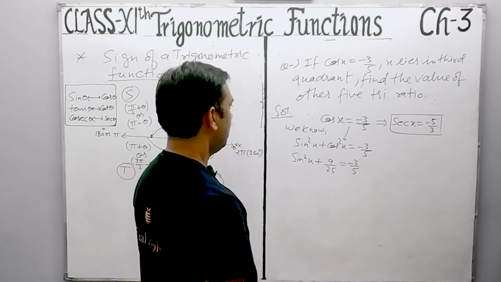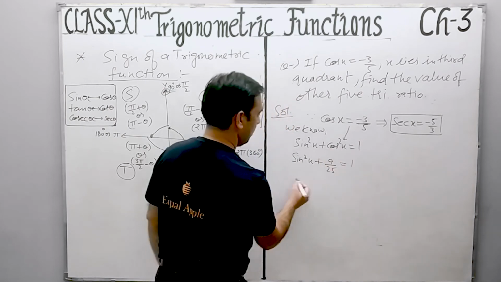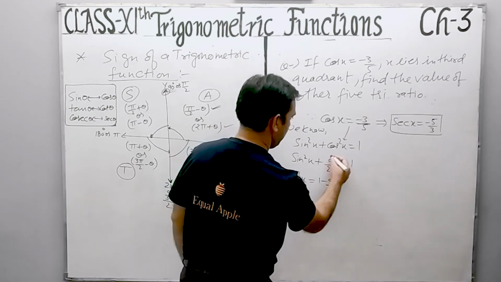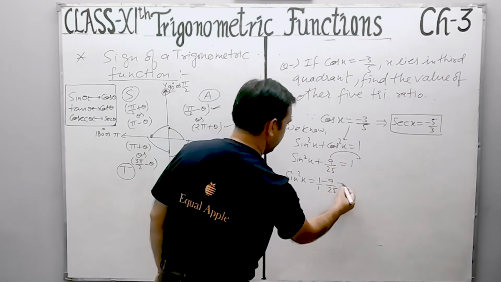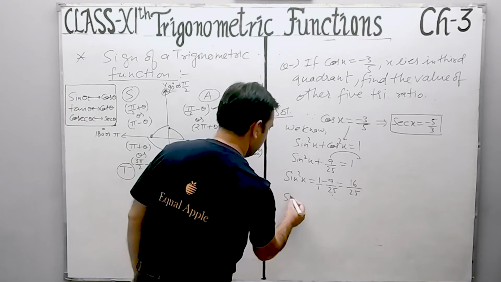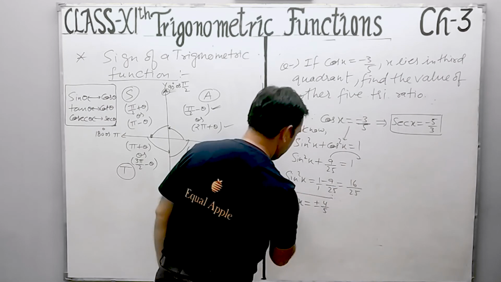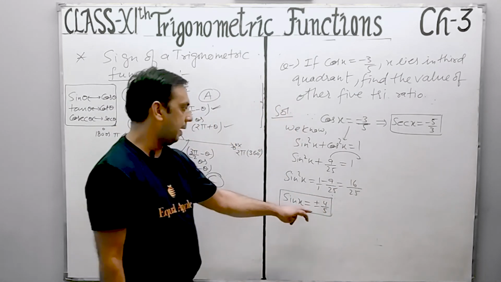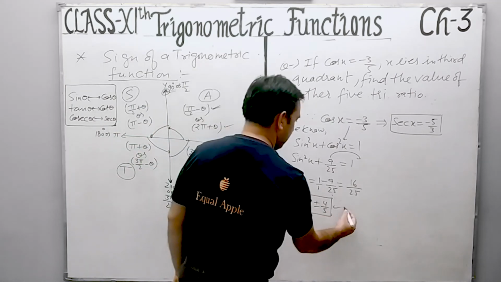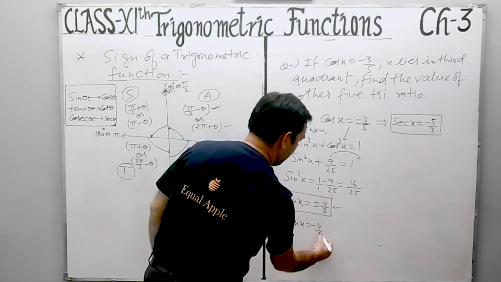So here we know that sin square x plus cos square x equals 1. So we can carry 9 by 25 to this side. We need to take the LCM. The LCM will be 25, and 25 minus 9 will be 16. So you can write sin x as plus minus 4 upon 5. Here two values arise, plus 4 upon 5 and minus 4 upon 5. But here we will consider only sin x equals minus 4 upon 5.